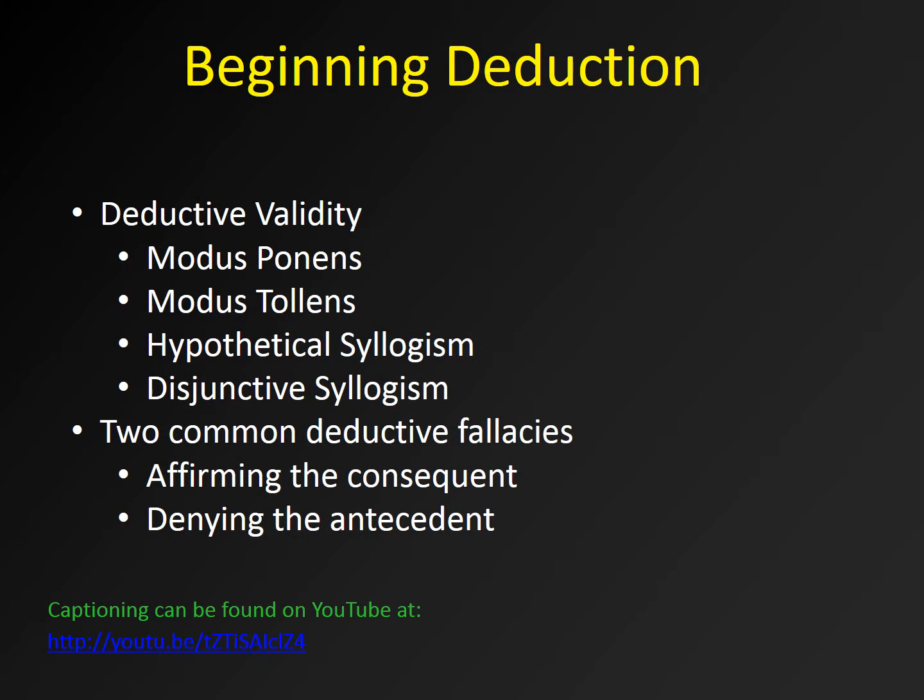Hello, today we're doing some beginning deduction. As you can see, we're going to talk about a number of topics here. Under deductive validity, we're going to be talking about modus ponens, modus tollens, the hypothetical syllogism, and the disjunctive syllogism. And then we're going to be talking about two common deductive fallacies. The first is affirming the consequent, and the second is denying the antecedent.